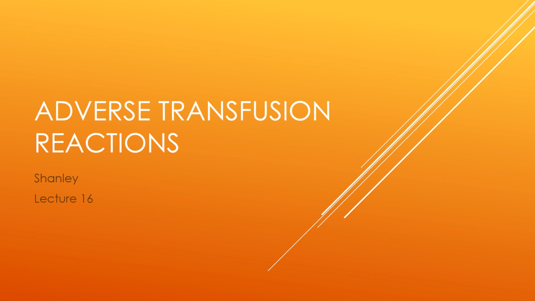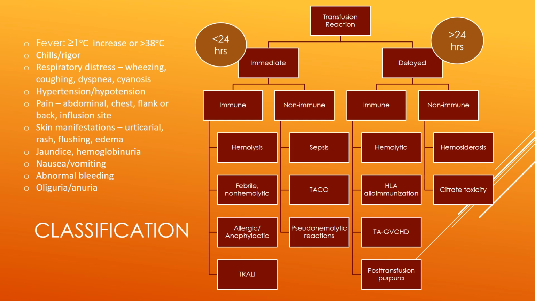Okay, so this lecture is about the adverse transfusion reactions that would occur if we miss something or if we make a clerical mistake and give a person blood that they produce an antibody against an antigen present on the surface of that product that we're giving them. There are several different types of transfusion reactions.